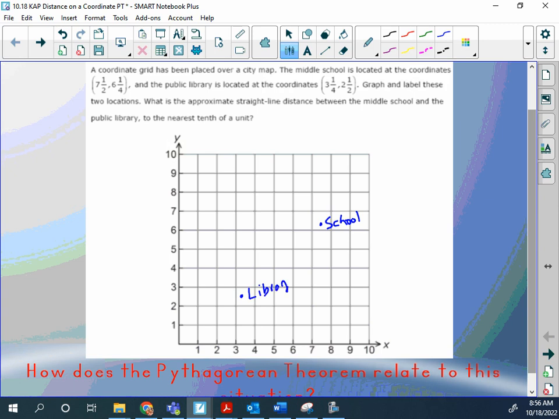Okay. It says graph and label these two locations. What is the approximate straight line distance between the middle school and the public library to the nearest tenth of a unit? So if I connected these, about like that, okay? That's what they're looking for, right? Yeah? Okay. And so now the question on the bottom says, how does the Pythagorean theorem relate to this situation? What would you guys say? How would the Pythagorean theorem?